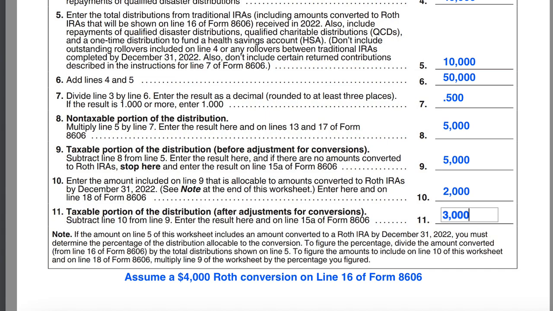So we'll put links in the show notes to the respective forms, specifically forms that you may need to access or enter different lines from. So IRS Form 8915-F, IRS Form 8889, obviously IRS Form 8606, and then your 1099-R. So we'll put links in the show notes to all of those videos and articles.